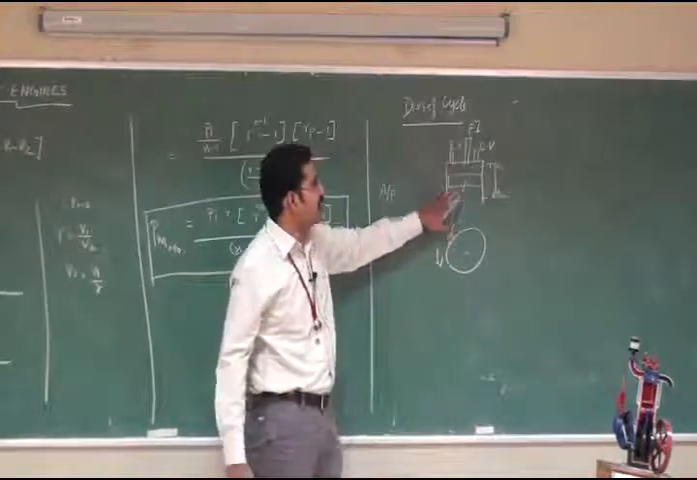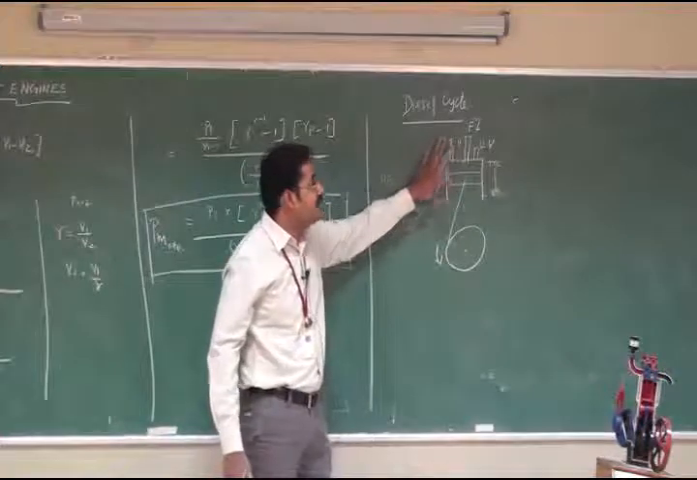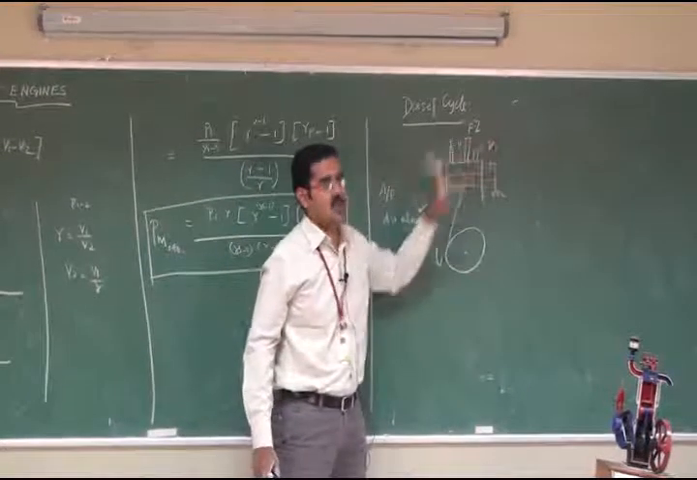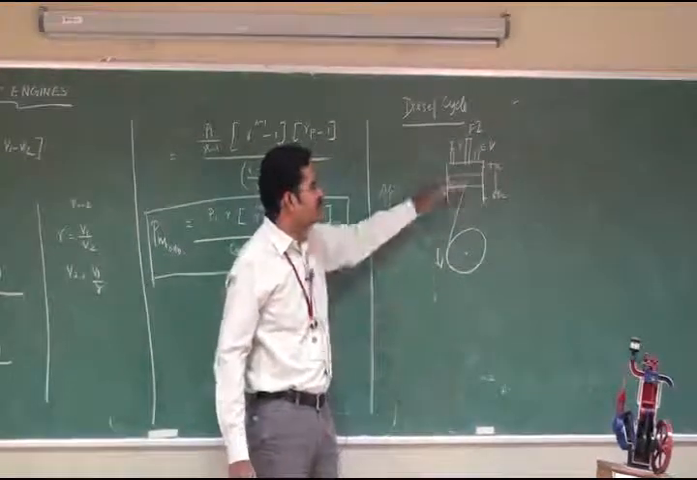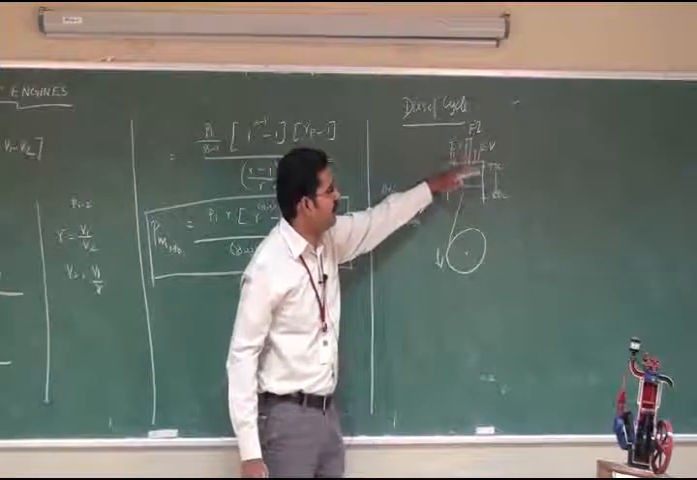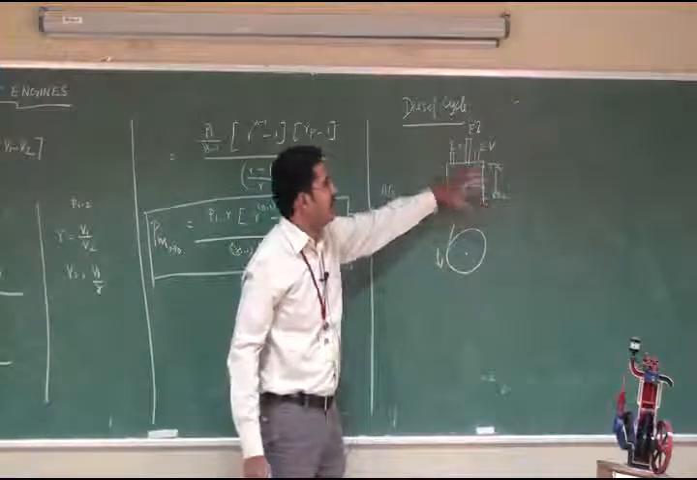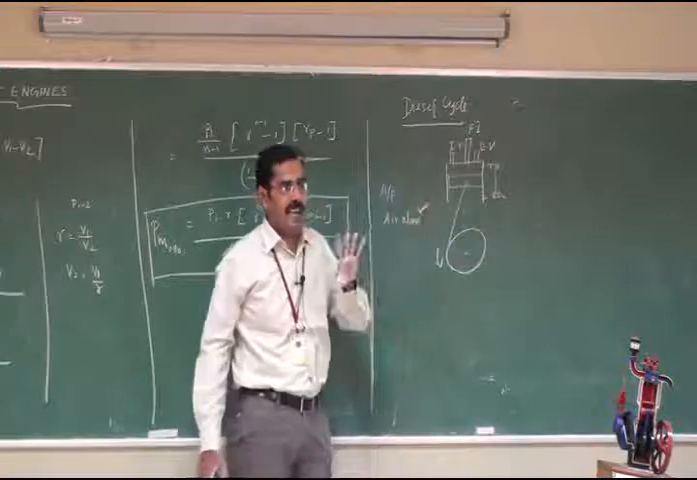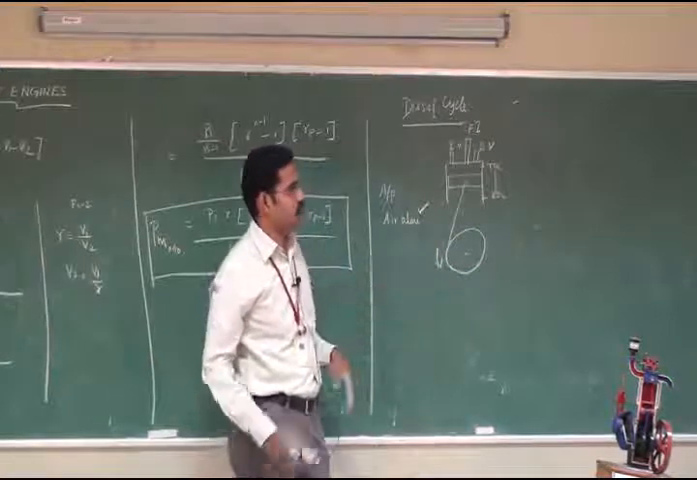Air alone is admitted into the cylinder by opening the inlet valve. At that time, the exhaust valve is closed. At the end of the suction stroke, the piston position will be at BDC, and the cylinder is full of air. That is called the suction stroke.